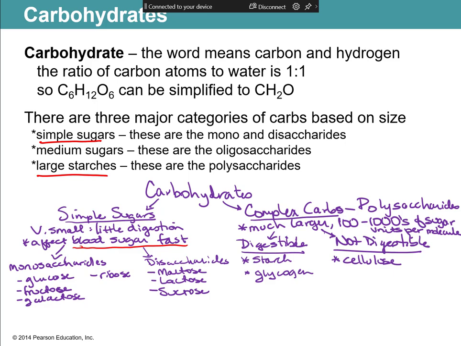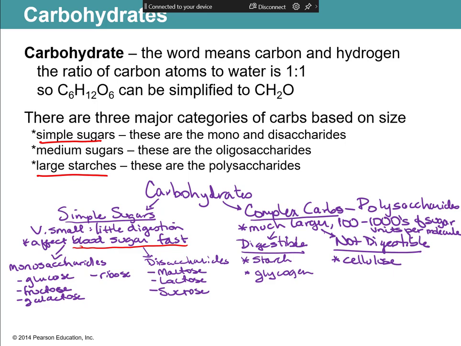So they tend to have a slower effect on blood sugar. Doesn't mean that they won't affect blood sugar, because ultimately they get digested to glucose. So they ultimately get digested into sugar, so that will end up affecting blood sugar. Glycogen, the other digestible molecule, is one that we actually make. Glycogen is how we store sugar for in between meals. So we'll talk a little bit about that storage polysaccharide that animals form.